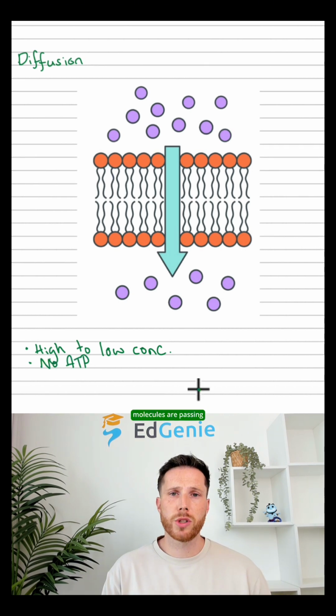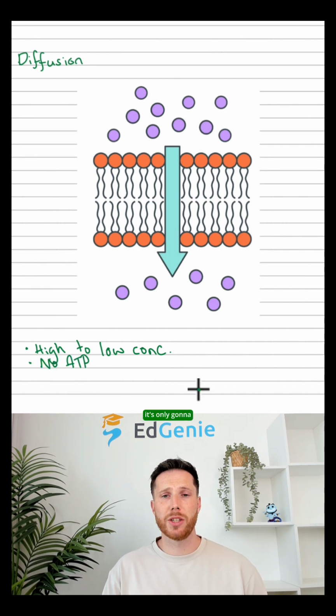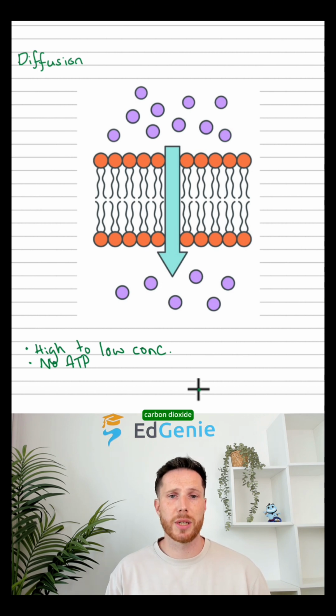Now, because these molecules are passing straight through the cell membrane, it's only going to work for small non-polar molecules like oxygen and carbon dioxide.